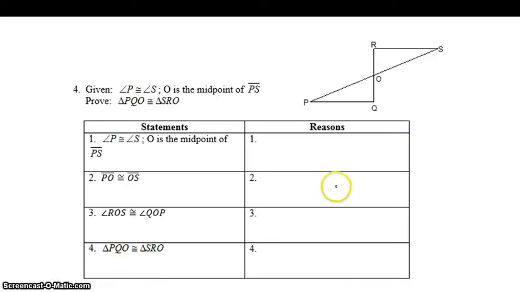Okay, the next one I want to talk about is number 4. And so on number 4, let's go ahead and mark P is congruent to S, and O is the midpoint of segment PS, so then that means I'm going to mark PO and OS congruent to each other. I don't know that O is the midpoint of QR, so I cannot mark that. I just know that O is the midpoint from P to S, and so that's given. Segment PO is congruent to segment OS. Remember, we marked that because of midpoint. So that's definition of midpoint.